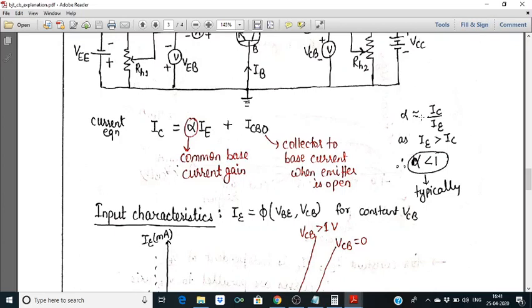Now, this IB is very small, so alpha is approximately equal to IC by IE. We know that IE is greater than IC, since IE is the sum of IB plus IC. Therefore this alpha will be less than 1, because the numerator is less than the denominator. So the typical value of alpha will always be less than 1.